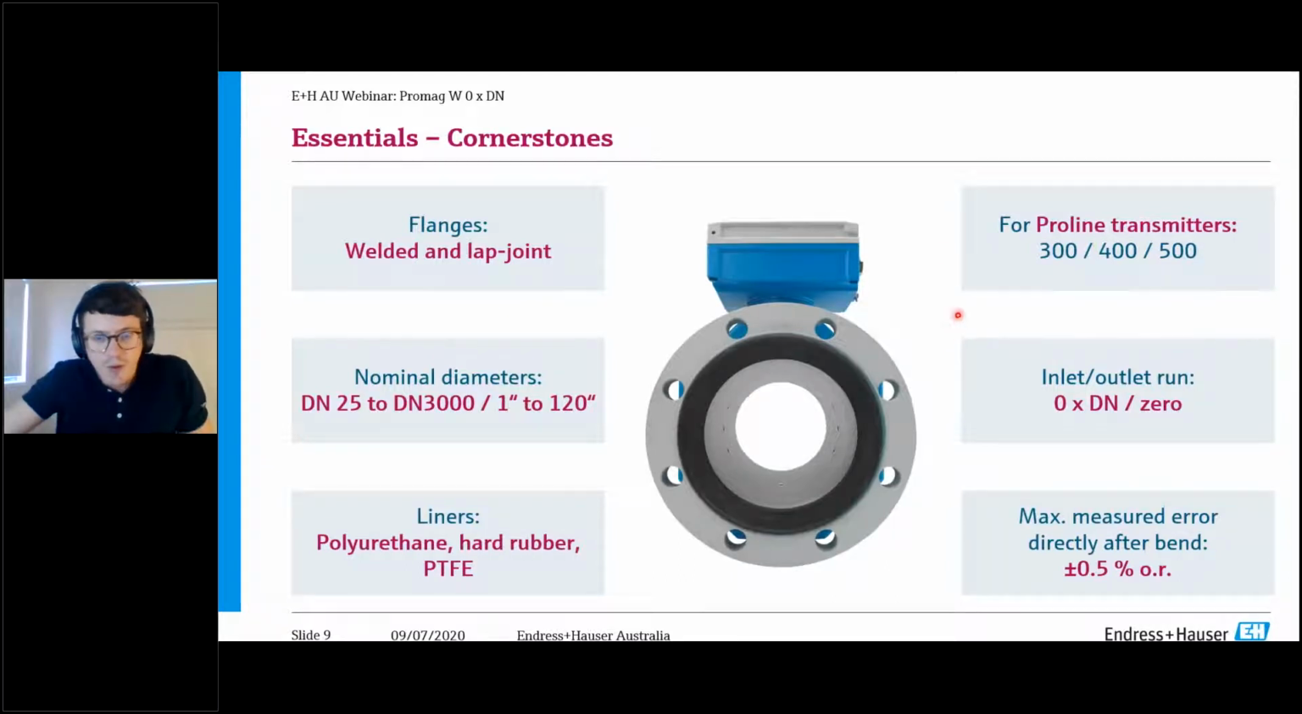Transmitters, it covers all of our Proline 3 series of transmitters, so the 300, 400, which many of you are familiar with, and the 500 series of transmitters. These all have wireless LAN and remote connectivity and heartbeat verification capability, which I'll go on to explain towards the end of the presentation. As you know, suitable for 0DN inlet and outlet runs as well. And with that, we can get a guaranteed maximum error of 0.5% of the reading as well.